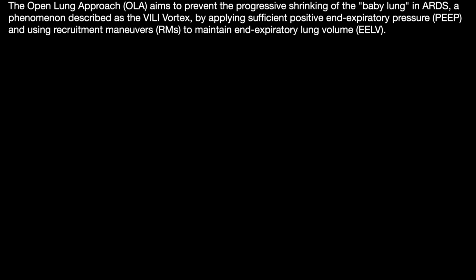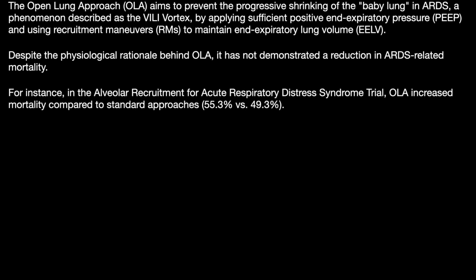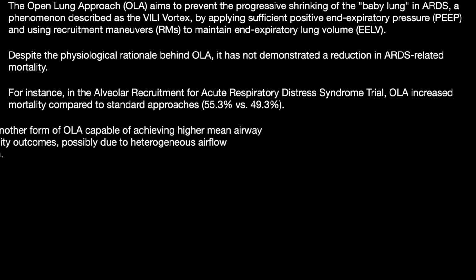So what is this open lung approach? The open lung approach aims to prevent progressive shrinking of the baby lung, a phenomenon described as the VILI vortex, by applying sufficient PEEP and using recruitment maneuvers to maintain an end-expiratory lung volume. Despite the physiological rationale behind OLA, it has not demonstrated a reduction in mortality. For instance, in the alveolar recruitment for ARDS trial, OLA increased mortality compared to standard care, that is, 55 versus 49.